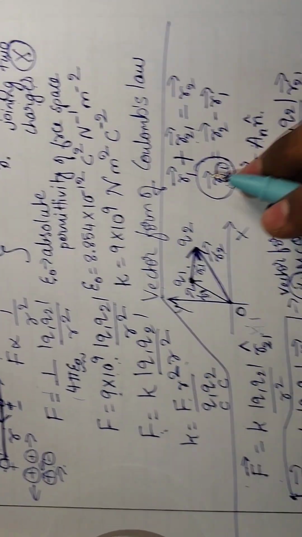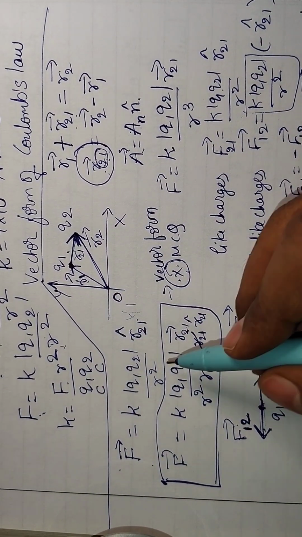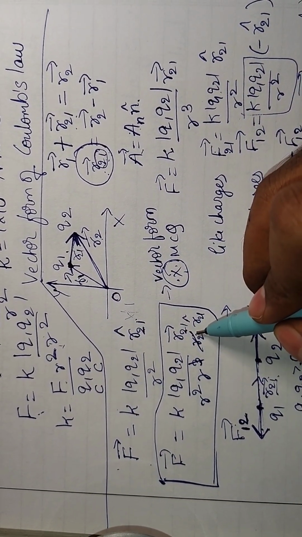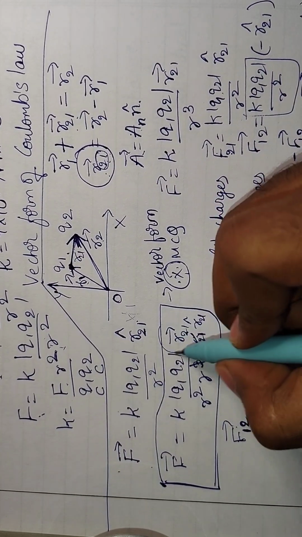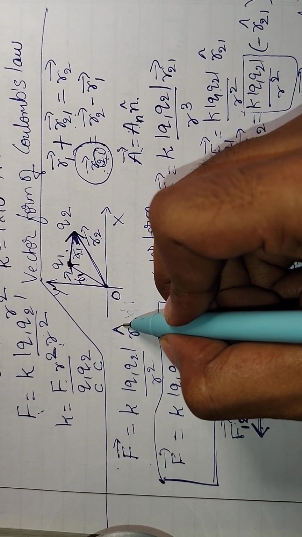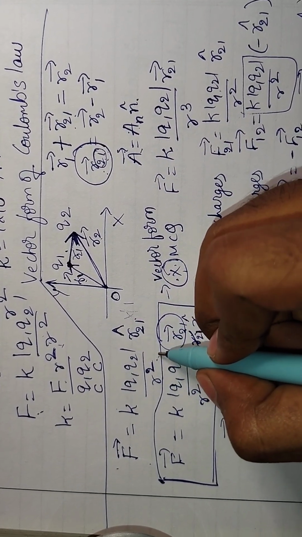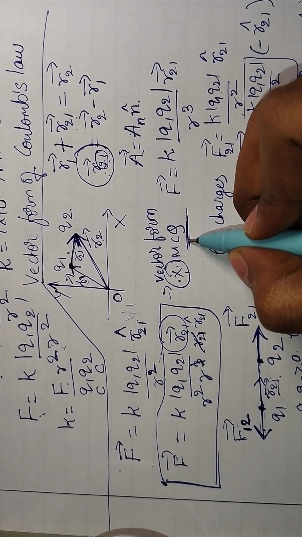Okay, whenever you write equation, make sure you explain the terms. If they ask for vector form, this represents the vector form. Okay, if there is a vector sign here, the denominator should be cube. If there is a unit vector symbol here, then the denominator should be r square. This is most important for your MCQ.